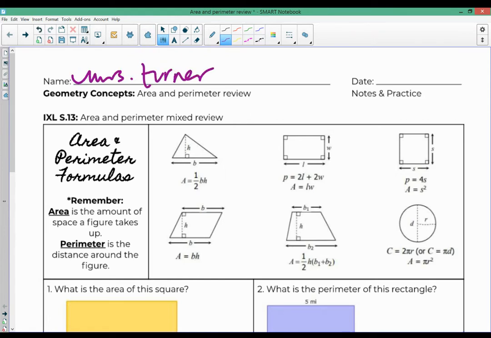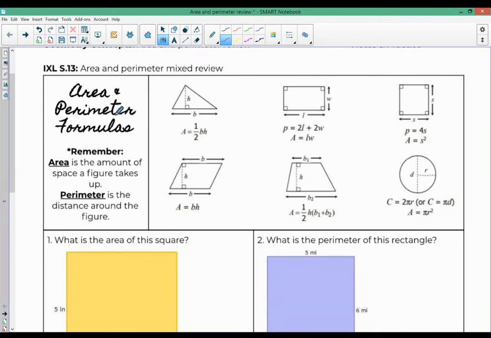This is the second to last lesson of the school year. Crazy! And it aligns with IXL S13. That's area and perimeter mixed review. So we have some formulas up here that you should be referring to as you do your practice as we take our notes. And just remember the difference between area and perimeter. Area is the amount of space a figure takes up, so it's the inside part, and perimeter is the distance around the figure. So that's adding up all of those sides.